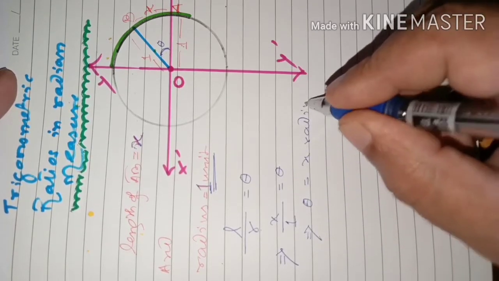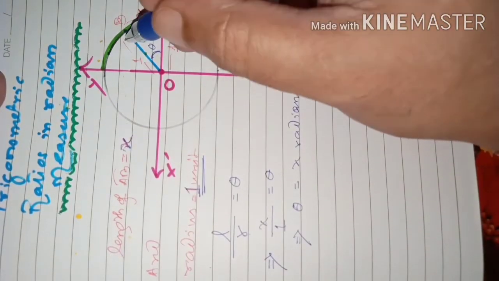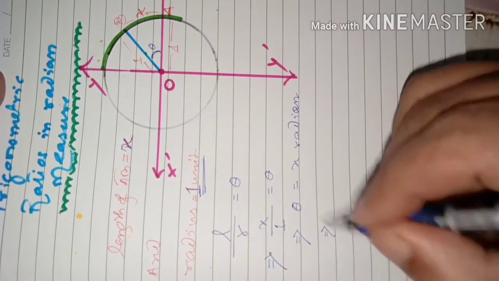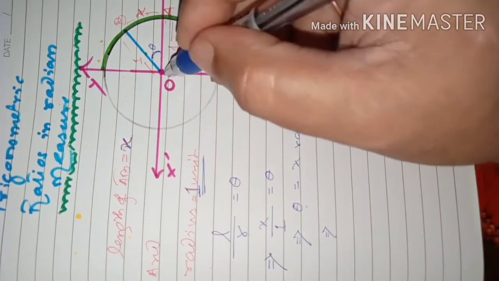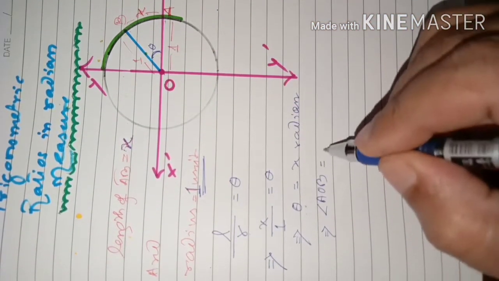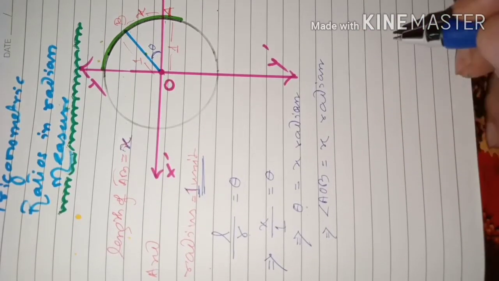Remember, because we have taken this angle using this arc and radius, that's why x radian. But this angle theta, its another name is AOB also, no? Angle AOB is equal to x radian. X radian. Got the idea?